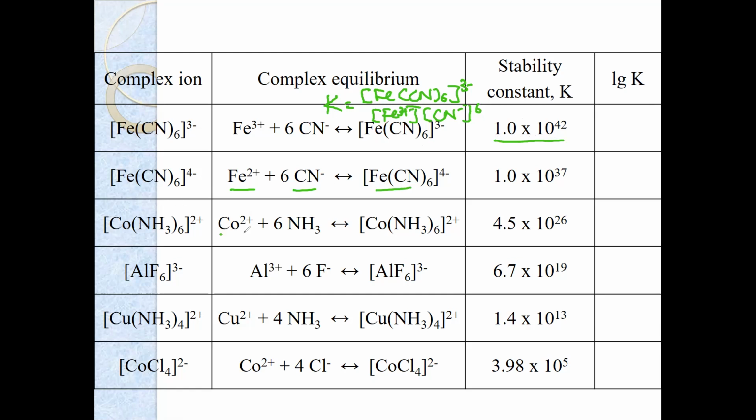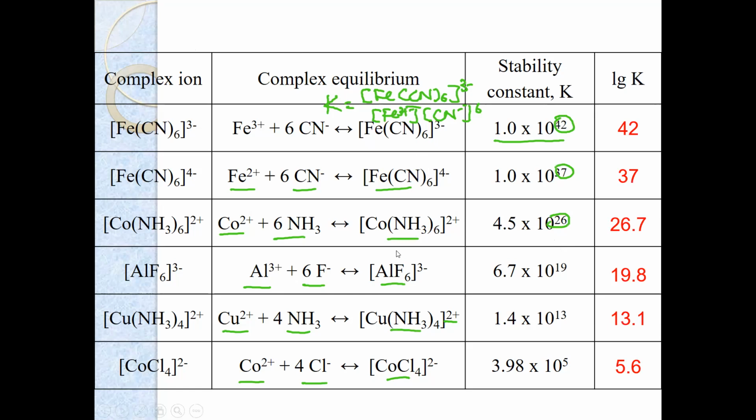Co(NH3)6 2+: cobalt 2+ plus 6 ammonia to form the complex. AlF6 3-: Al3+ plus 6F- gives AlF6 3-. Then Cu2+ plus 4NH3 gives Cu(NH3)4 2+. Finally, Cu2+ plus 4Cl- gives CuCl4 2-. Because our stability constants are usually very large values, you see that, we don't express them as the stability constant K; we express them as the log constant, log K. In log K, I think the books have already written out all the values for you, so there's no need to do this one.